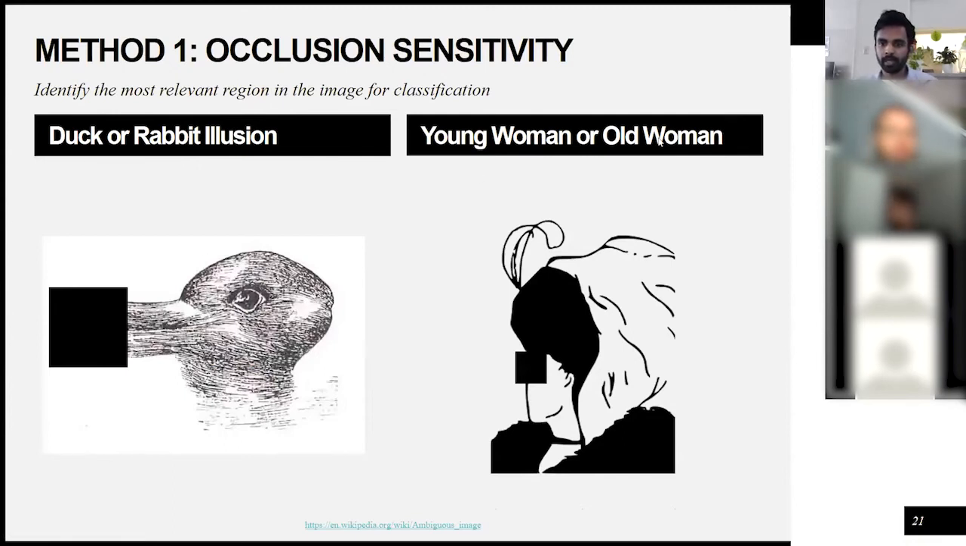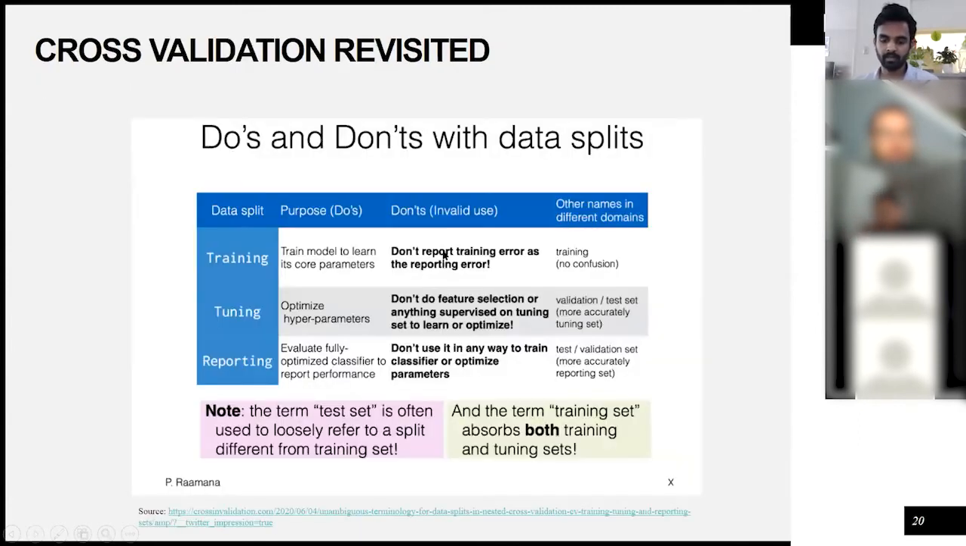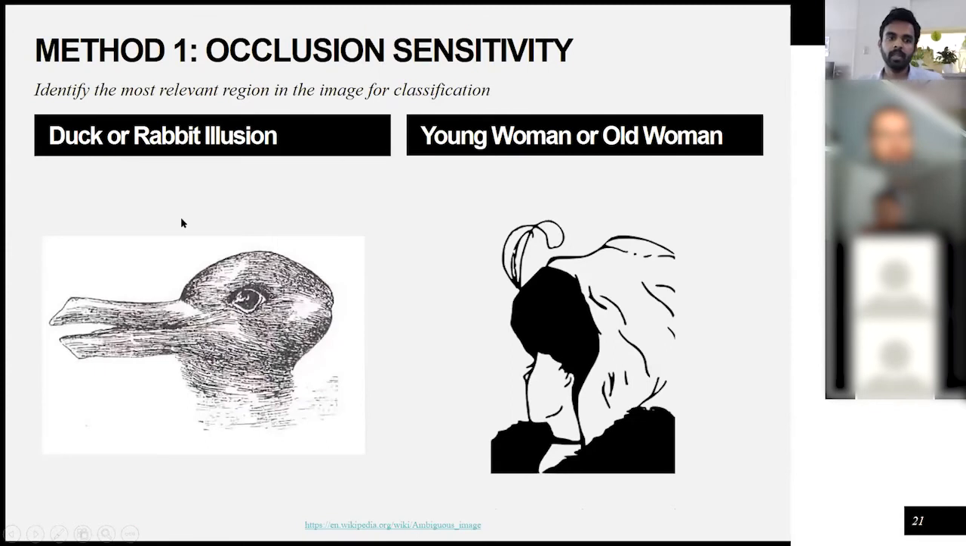Now I'm going to try to walk you guys through how the human sort of perceives, and I'm going to relate it to how a CNN would actually be looking at the same thing. I'm going to use this illusion, I think everyone would be familiar with it, the duck-rabbit illusion. This particular method is called occlusion sensitivity. Depending on how you look at this image, it could be either a duck or a rabbit. Similarly, this could be a young lady or an older woman.